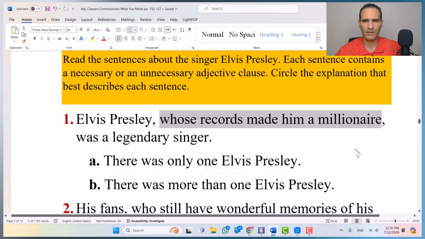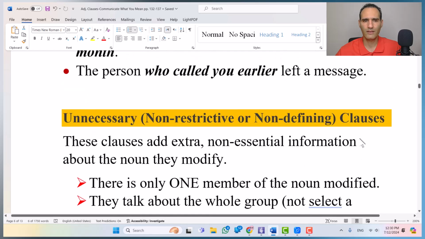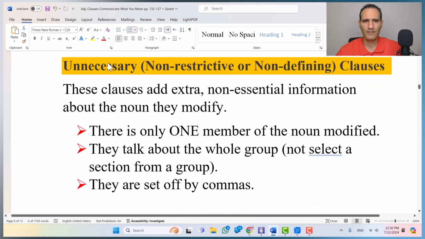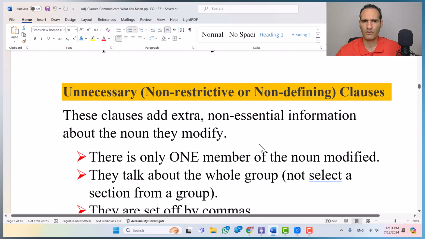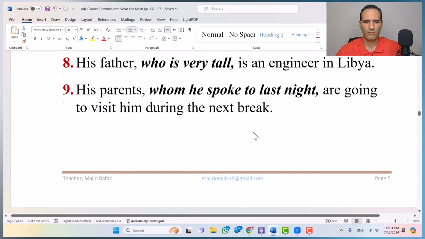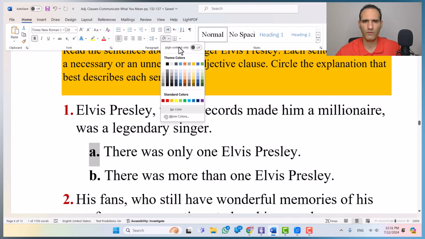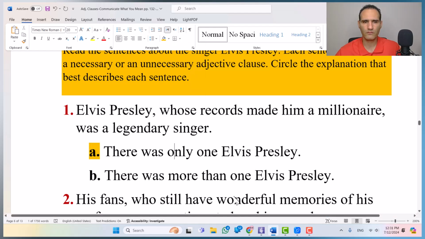Let's go back a little. Here, I listed the items for you. If it is unnecessary, there is only one member in the group. Or we are talking about the whole group in unnecessary adjective clauses. Okay. So it is only one, and it is just A. I mark it for you so you know about it.